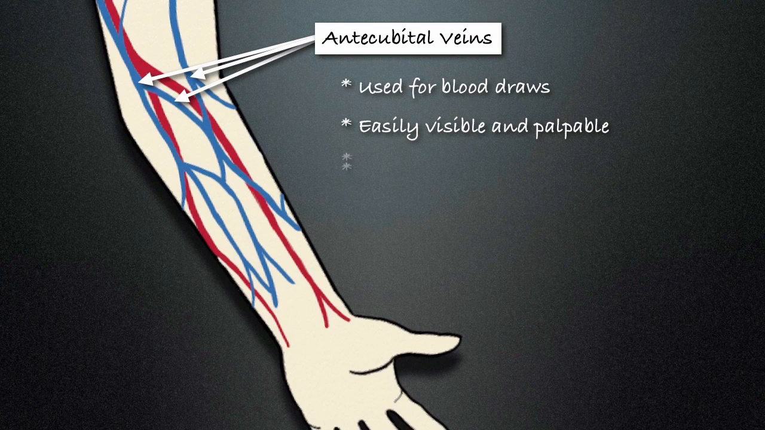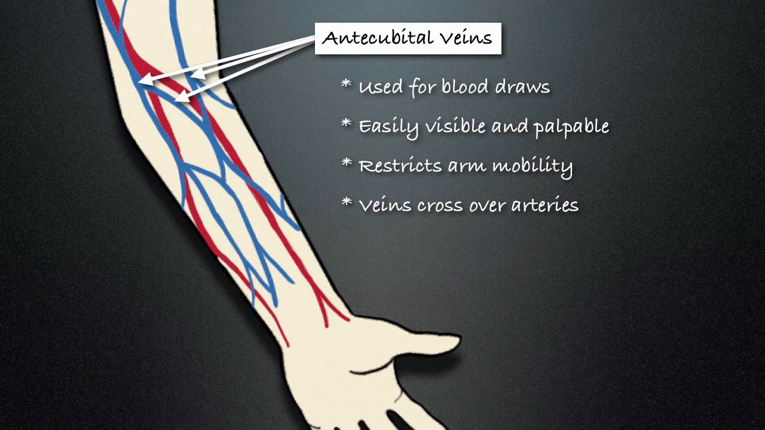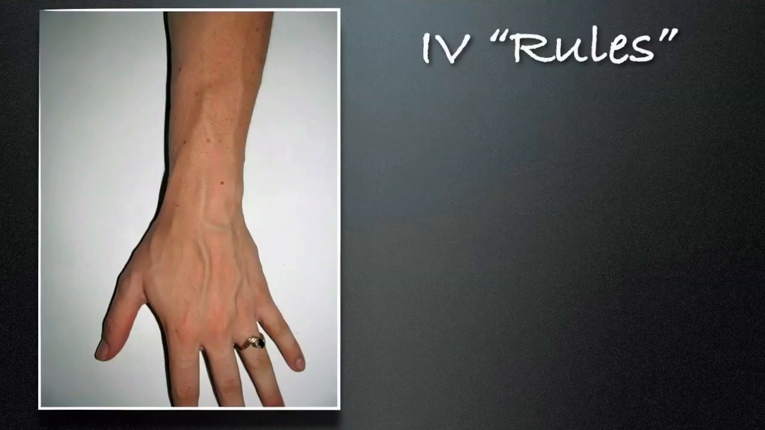Mobility of that whole arm is generally very affected and restricted, so it is not ideal for a laboring woman or a new mother who needs to care for her baby. Also, these veins cross over top of the arteries, and risks are greater to puncture or damage an artery in the process.